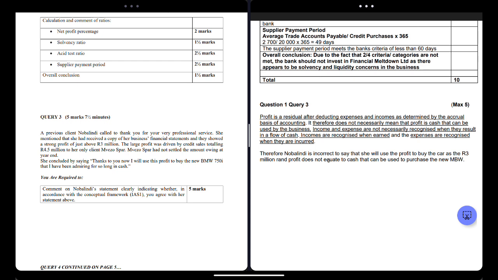Therefore, you conclude that Noblani is incorrect to say she will use the profit to buy the 3 million rand car. The profit does not equal cash, so she doesn't have the cash to purchase the BMW. That's basically this whole IAS1 we're talking about, the accrual concept. If you look at IAS1, there are concepts, and if you know those concepts, you can see how they apply, like the accrual concept here. So that's how IAS1 is tested.